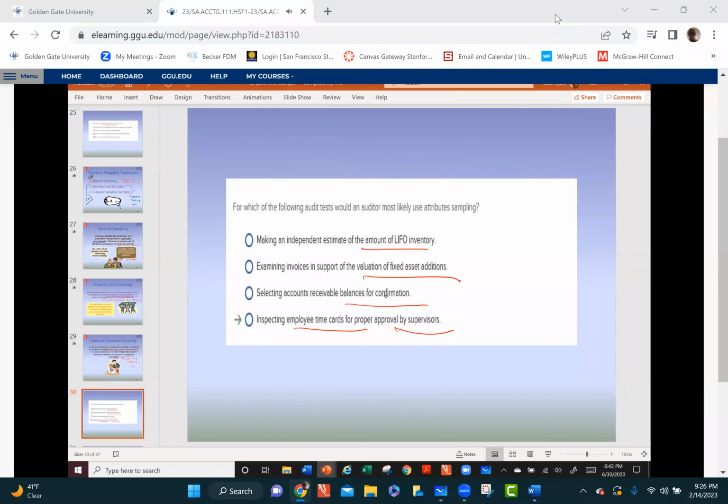Now, you look at this question, and it says, for which of the following would we use attribute sampling? And we look for the one that would be talking about a control. You look at these other three, the wrong answers: the amount of inventory, valuation of fixed balances, accounts receivable balance confirmation. Those are describing substantive tests. We use attribute sampling for control tests, and we've been using this example for most of the evening: the inspection of time cards for supervisor approval. That is where you'll use attribute sampling for a control test, because the supervisor's signature is a control procedure.